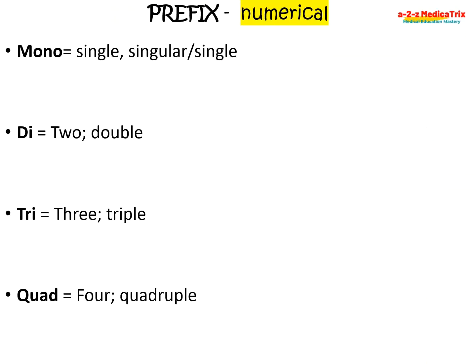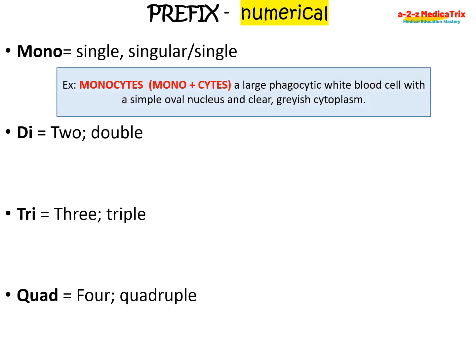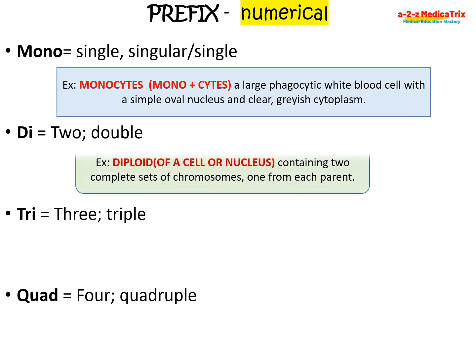Next, prefixes related to numbers. Mono. Mono means single or singular. Let's take the example monocytes. These are large phagocytic white blood cells which have only a single oval nucleus inside. Then di. Di means two or double, as we know. Let's take the example diploid. This is a nuclear chromosome condition. In this, only two sets of chromosomes will be there, one from the father, one from the mother.